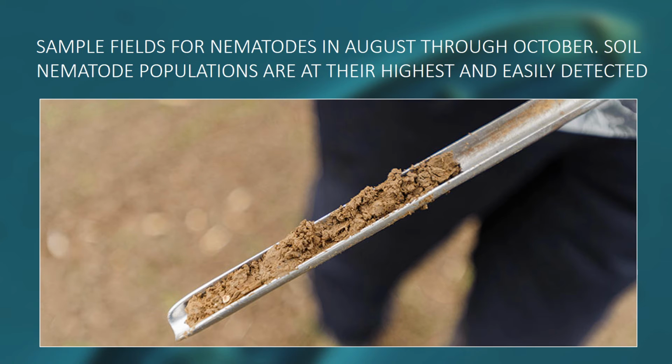As we were saying, sampling fields for nematodes is a really good way to keep on top of a nematode population should you experience one. We recommend August through October when the soil nematode populations are at their highest and easily detected.